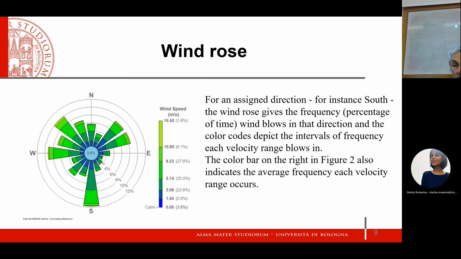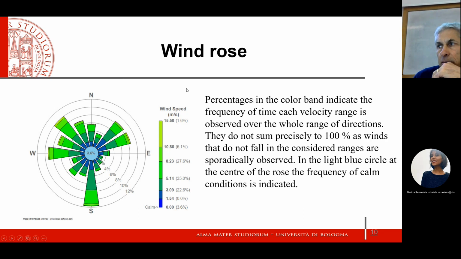Why? Because there is something exceeding this range of monitoring. So maybe there were some strong winds that were not included into this scale. But the sum is more or less 100%, and for some windroses you may find 100%. And here it's explained: they do not sum precisely to 100%, as winds that do not fall in the considered ranges are sporadically observed. Okay.